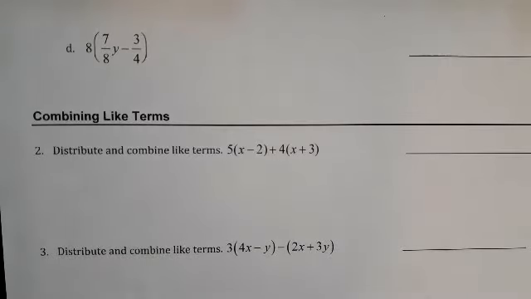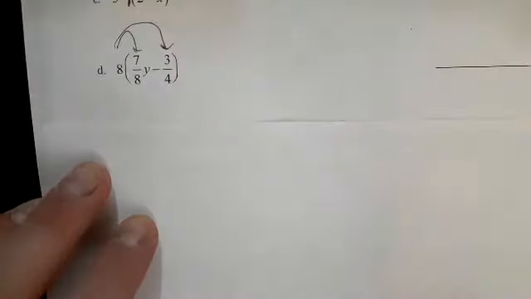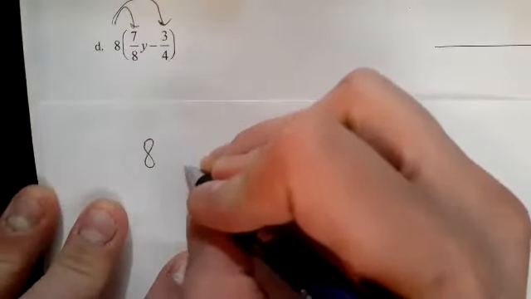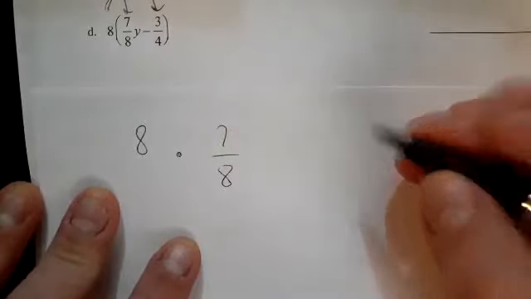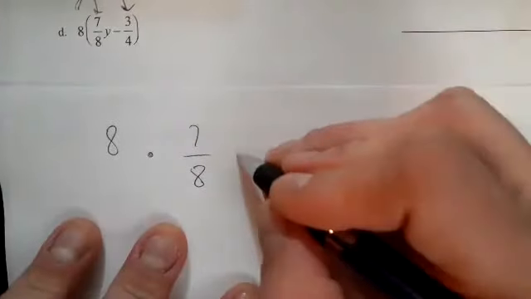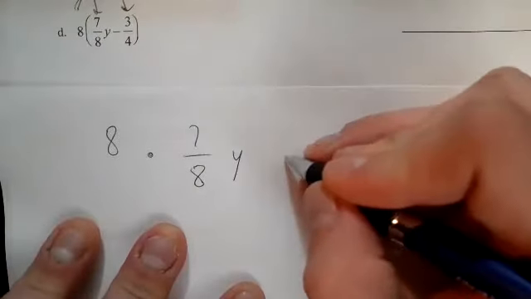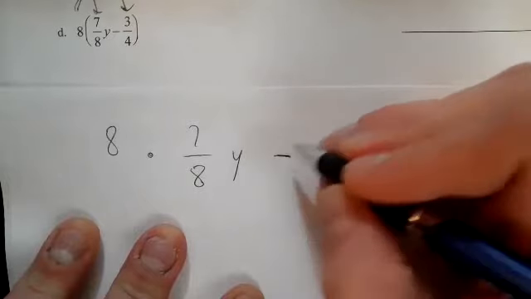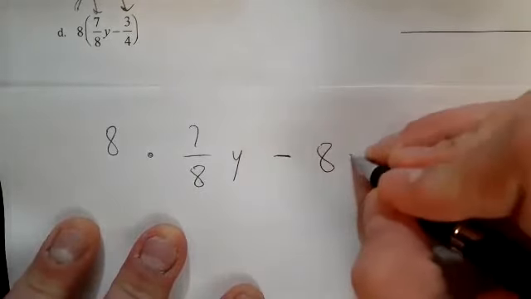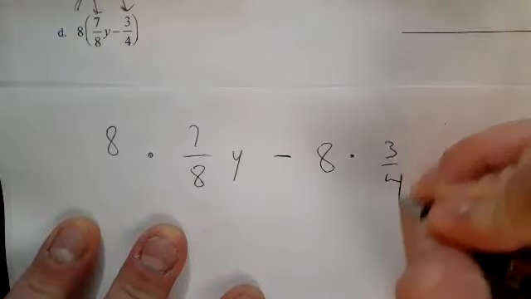Okay, it's still the same distributive property, still the same process. So we're multiplying this 8 by 7/8. We're multiplying 8 by 3/4. And so the first thing I see is 8 times, and maybe I'm writing this a little weird, 7/8. And there's a y attached to this. And you can do this different ways, but I have to account for the negative. And I have to do 8 times 3/4.